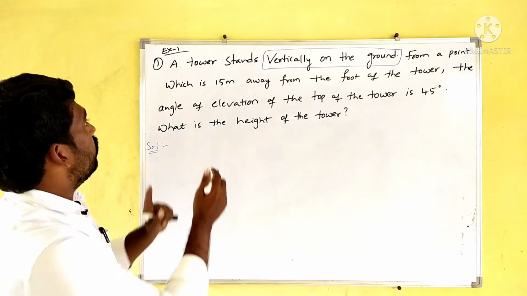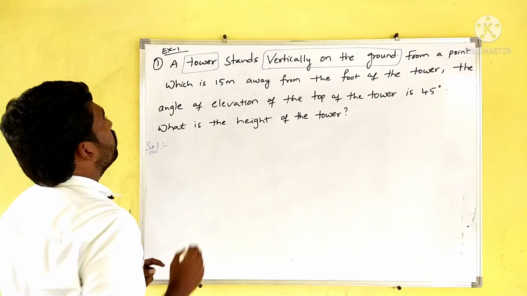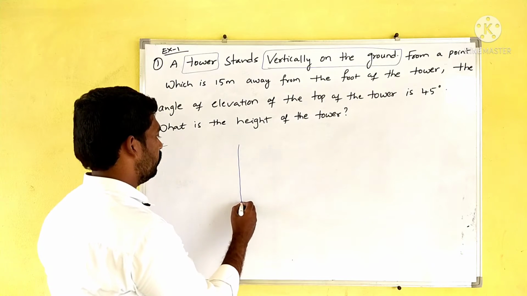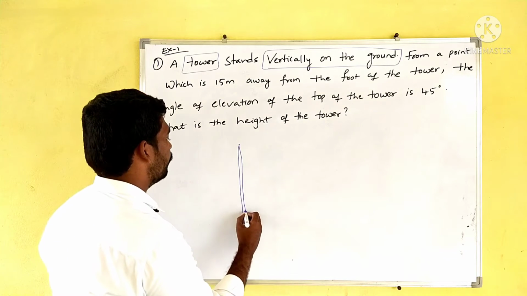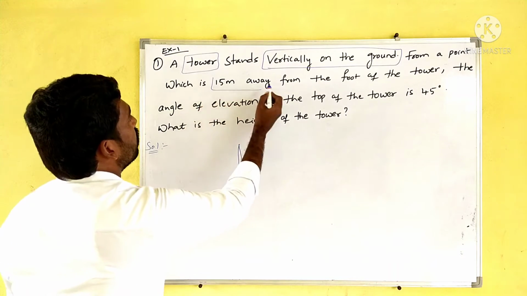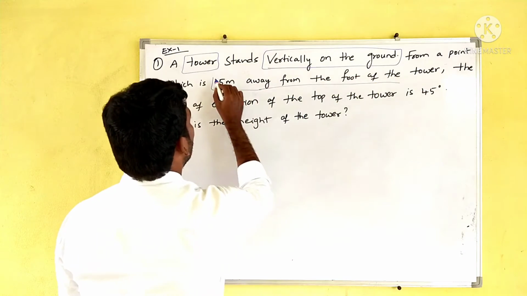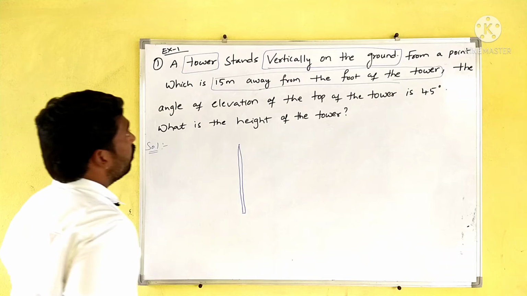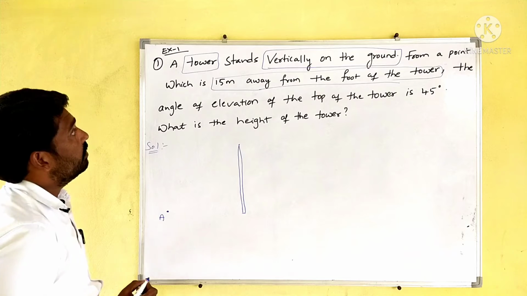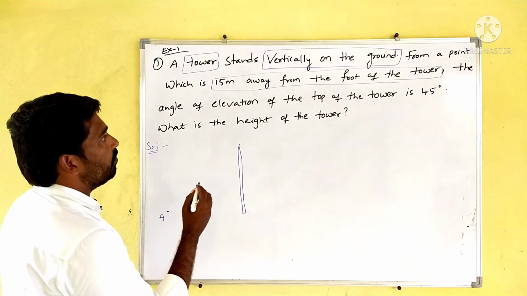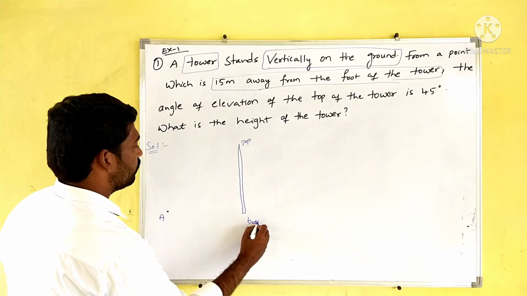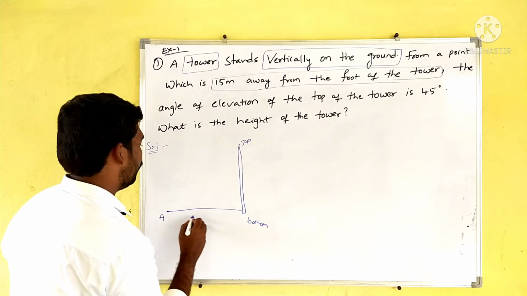Your object is a tower. A tower stands vertically on the ground level. From a point which is 15 meters away from the foot of the tower. This one is the foot of the tower, this one is the top, this one is the bottom. The distance is 15 meters.